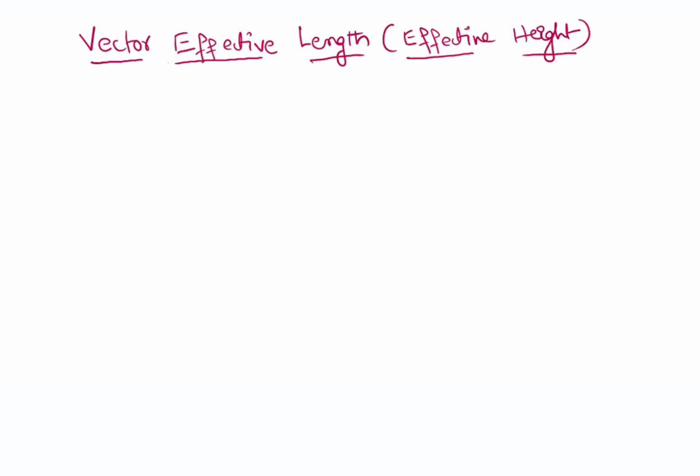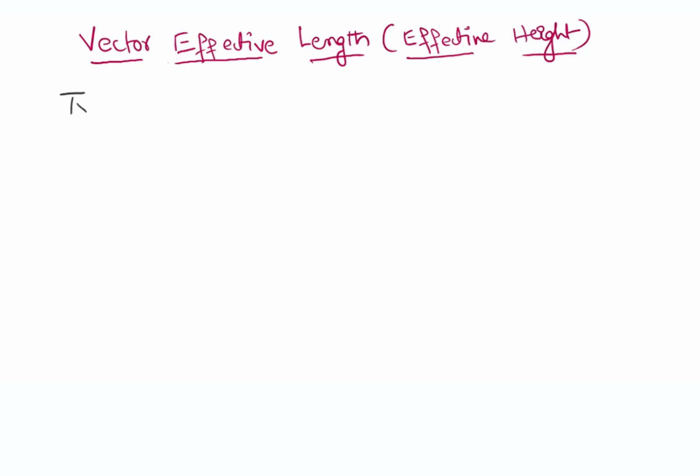Hello everyone. In this class, I want to explain an important antenna parameter, vector effective length or effective height of the antenna. This concept helps us understand how an antenna receives electromagnetic waves and converts them into voltage at its terminals. Okay, I'll explain.